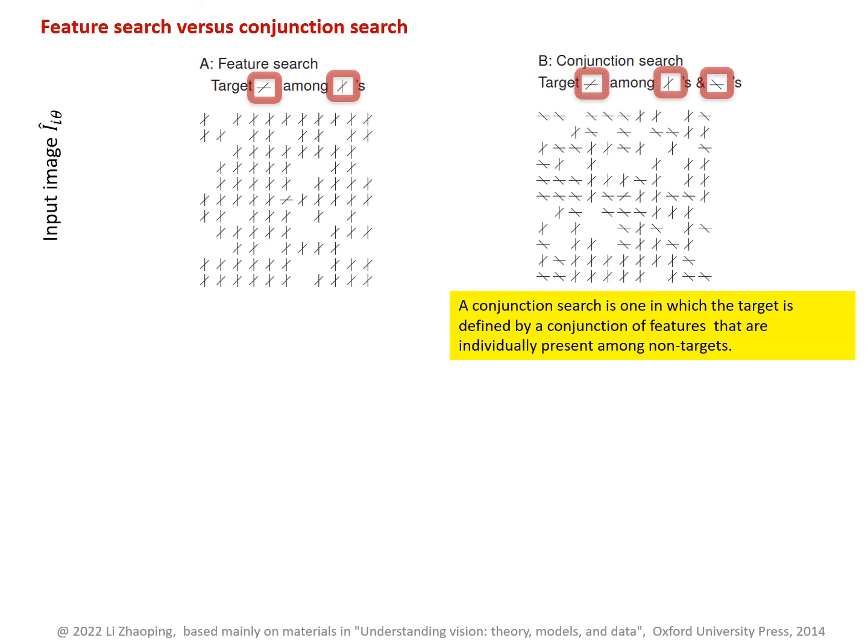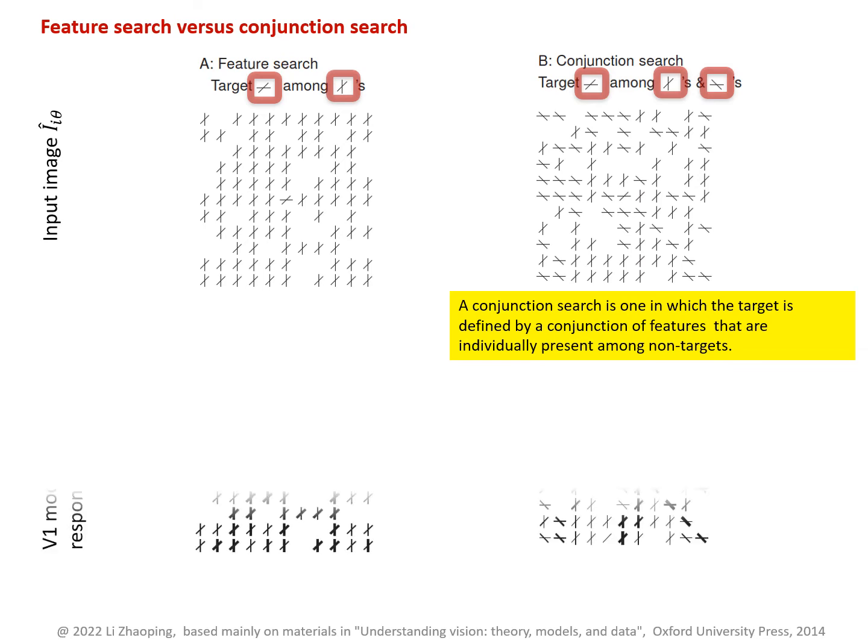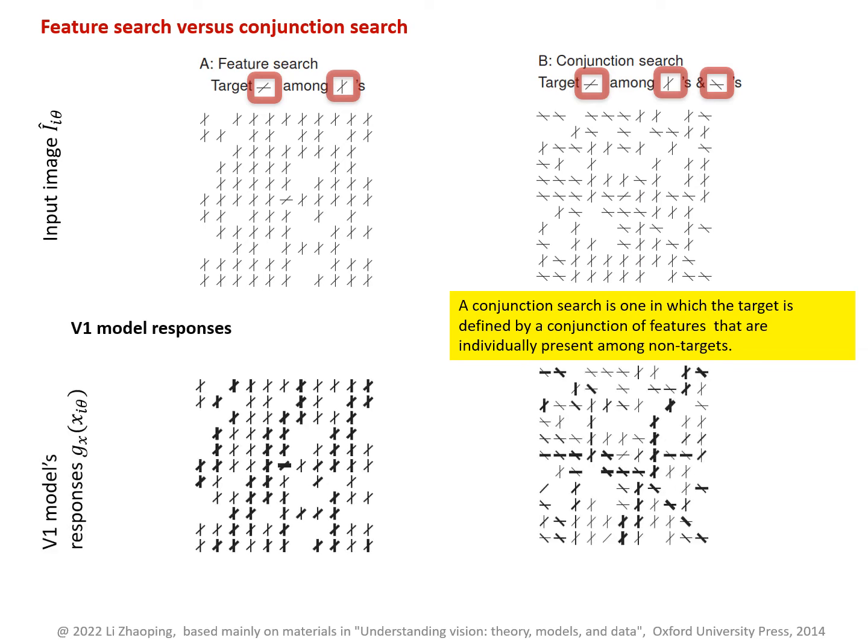Each bar in the target is under iso-orientation suppression from neighboring bars sharing its orientation. V1 model's responses agree with visual search behavior. The feature search target has a z-score of 3.3, but the conjunction search target has a z-score of -0.9.